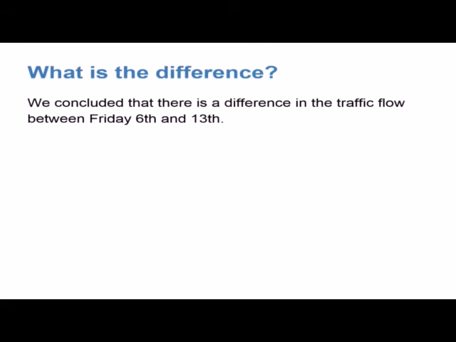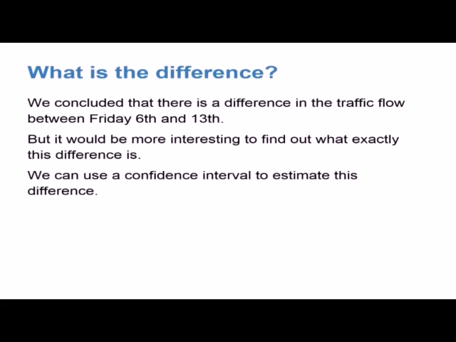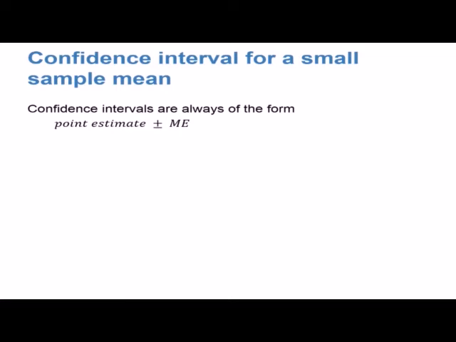So we concluded that there is a difference in the traffic flow between Friday the 6th and the 13th. But it would be more interesting to find out exactly what this difference is. We can use a confidence interval to estimate this difference. Our confidence intervals are always of the form point estimate plus or minus margin of error.